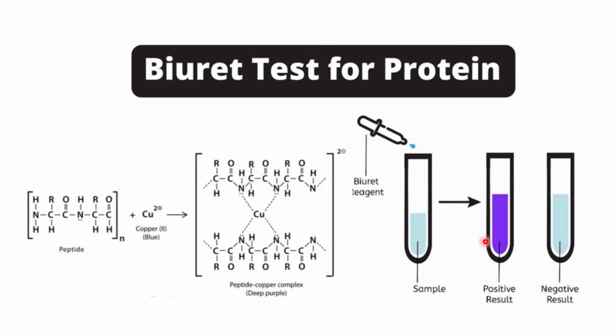And this is just the experimental method of showing how a positive result and a negative result look for a Biuret test. So as you can see, this is our sample and this is our Biuret reagent. In the presence of proteins, a purple color is formed to indicate a positive result, and the absence of protein gives this color to indicate a negative result.